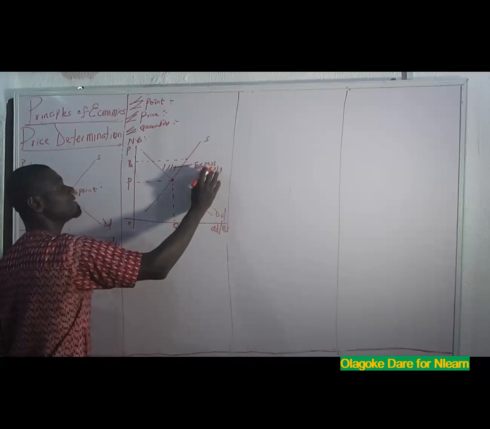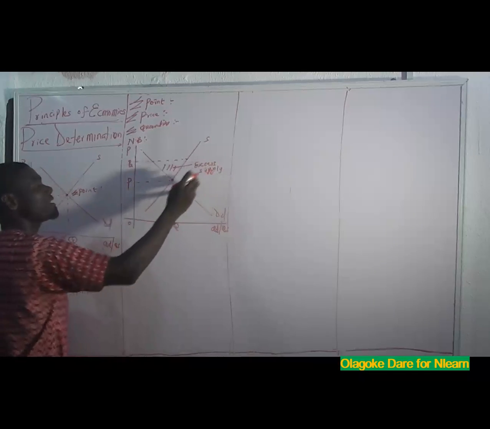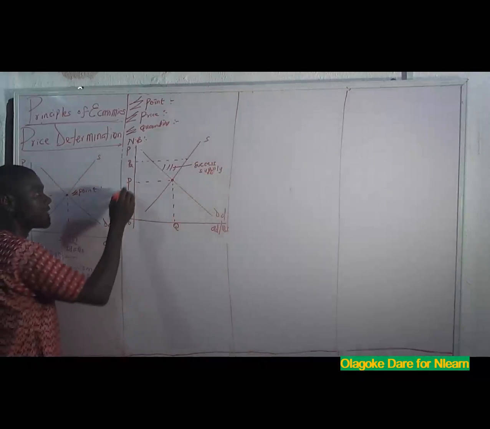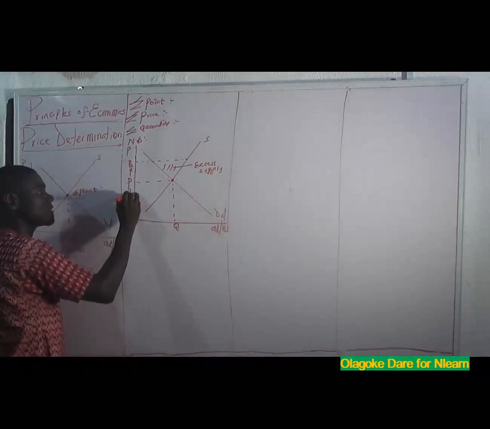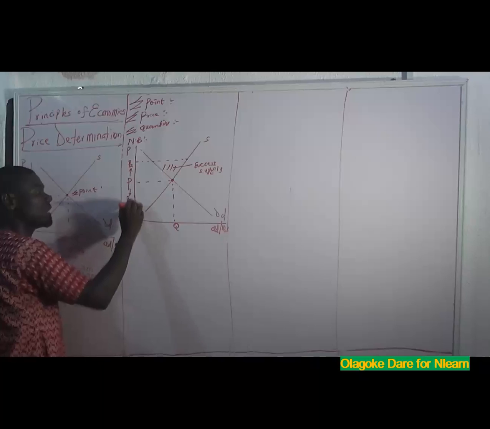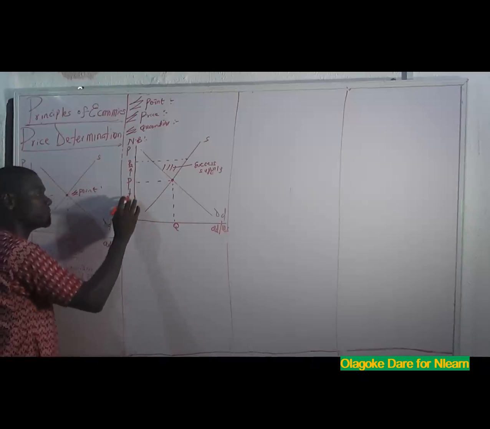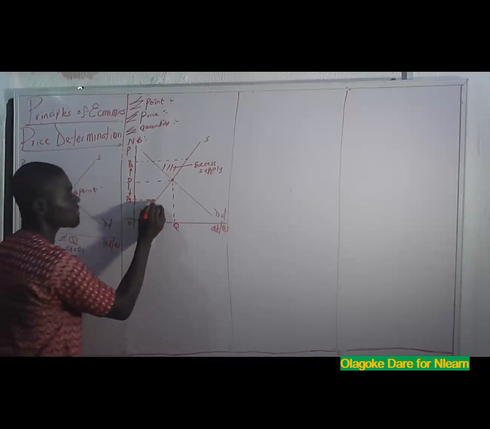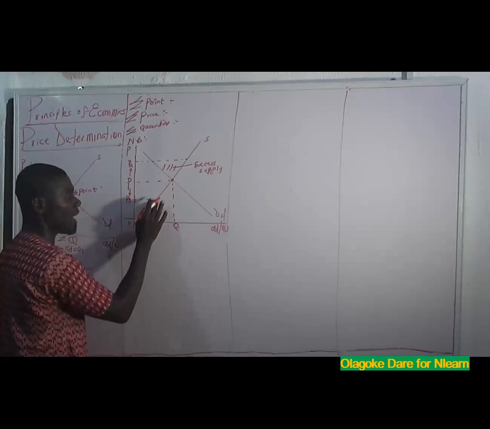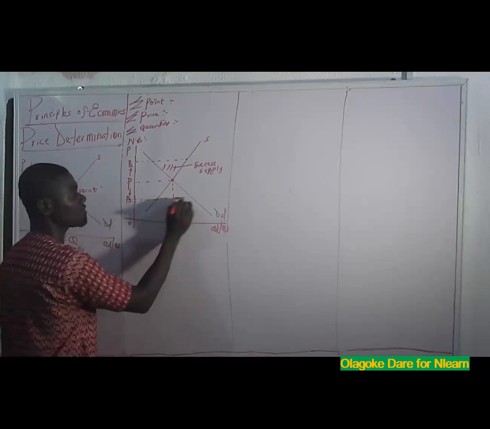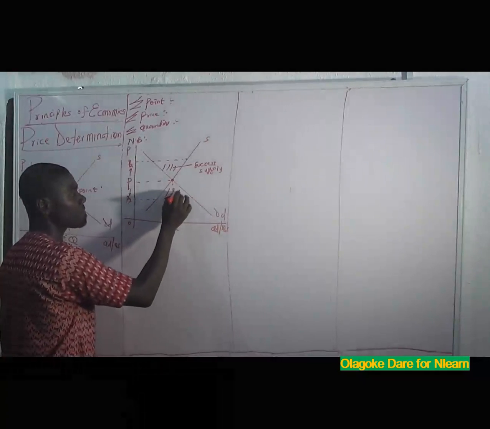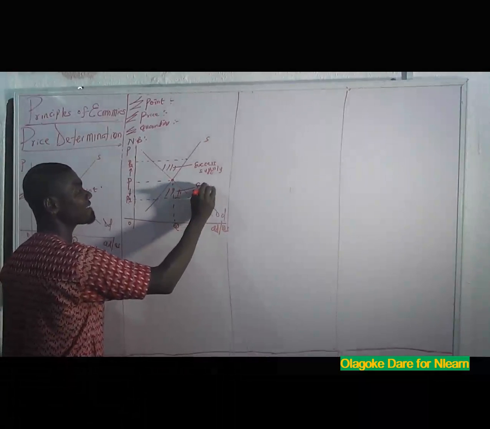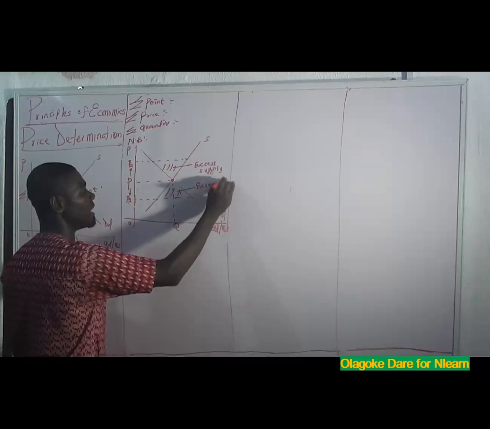So any price above the equilibrium will bring about excess supply. If I fix another price, price 1, and the price is below the equilibrium, as you can see, I will trace it to my supply. My supply is lower compared to this. I'll trace it, my demand is lower. So this shaded portion is called excess demand.